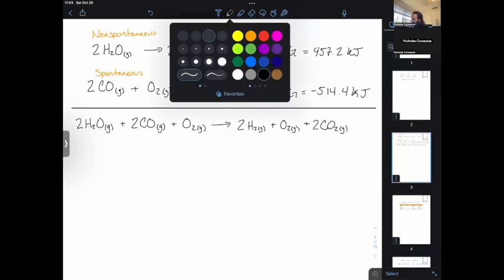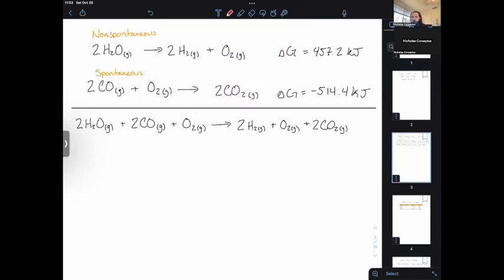All right, but now we're going to look at the net effect of performing both of these reactions simultaneously. That means we're going to go through and cross out what appears on both sides and then write our net result here. So, two gaseous waters plus the two carbon monoxides give us two hydrogens and two carbon dioxides.